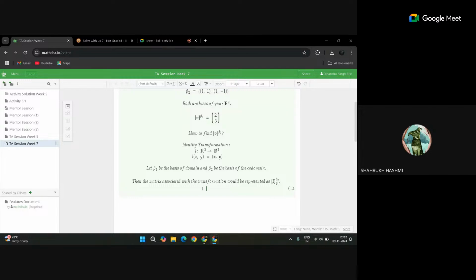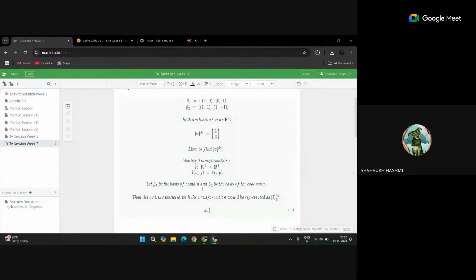So, sir, here we can directly use this beta 1 and beta 2. We put the vectors of beta 1 for the transformation, and we can find the coefficients, since here we are going to get the same thing, because beta 2 is another basis. We get the coefficients and put them as columns to find the matrix. Okay, so how do we usually find a transformation matrix?